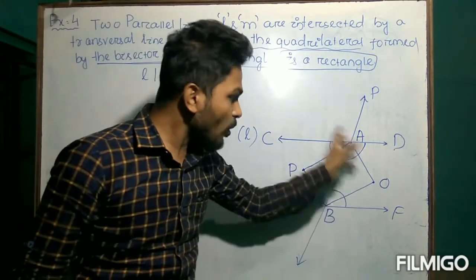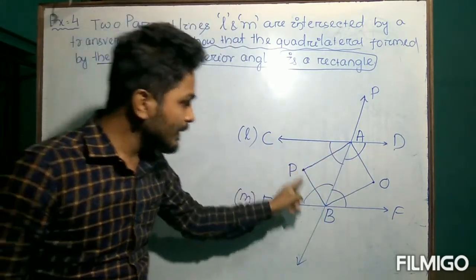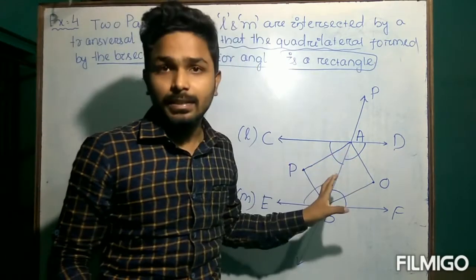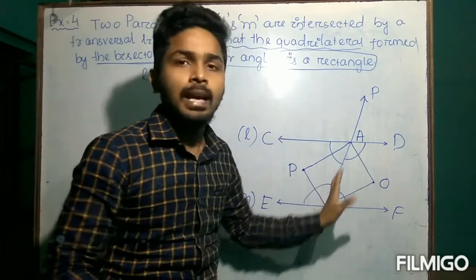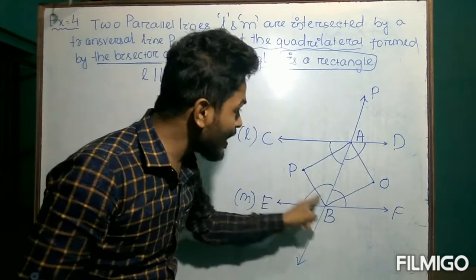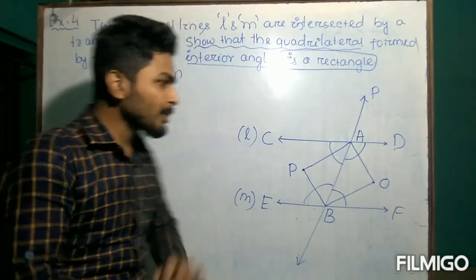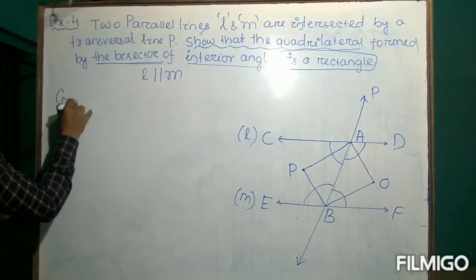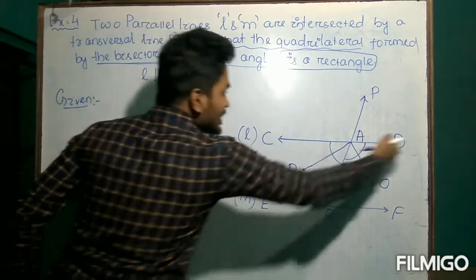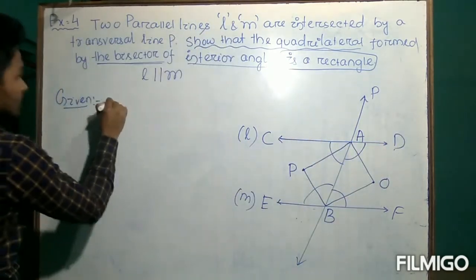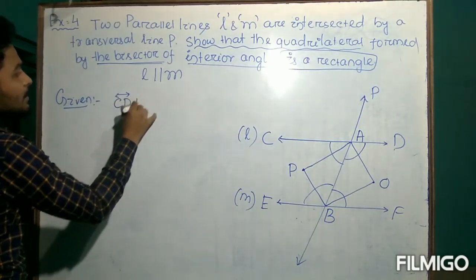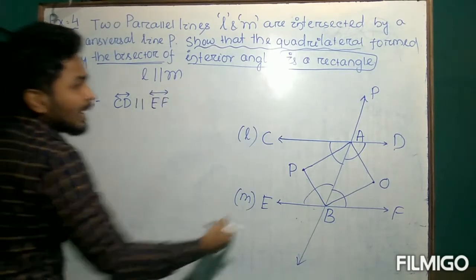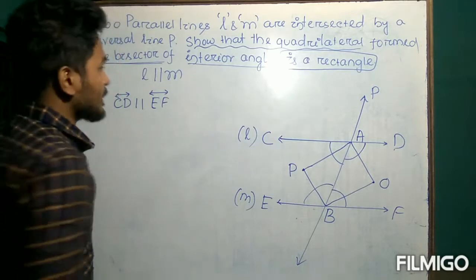Now, after bisecting all the interior angles formed, they will form a quadrilateral. But it is not sure which type of quadrilateral it is. We only found that this is a quadrilateral, and we have to prove that it is a rectangle. So let's write what is given in this question so that you can easily understand it. It is given that line L, or you can say CD, is parallel to EF, and P is the transversal line.